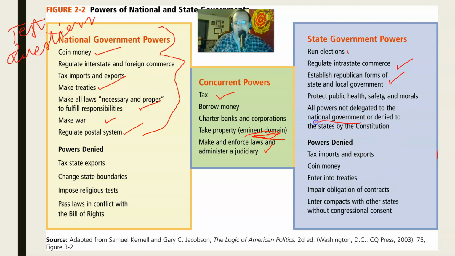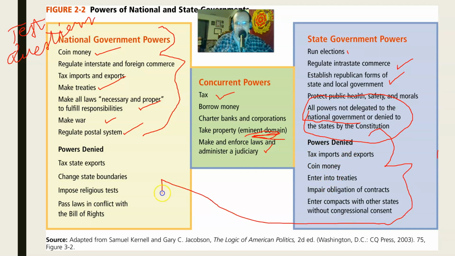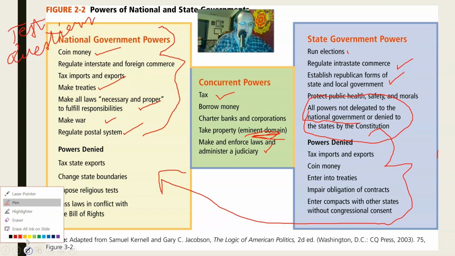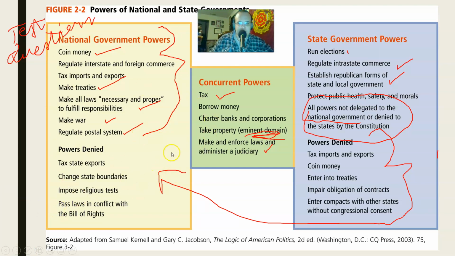And the 10th Amendment, certainly. All powers not delegated to the national government are denied to states by the Constitution. And the powers denied to them should look familiar because a lot of them are listed over here. So I would certainly remember this chart and some of these questions, some of these powers, because that's certainly going to show up on your first test.